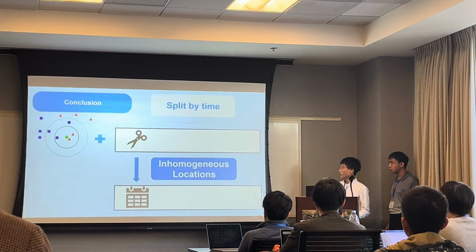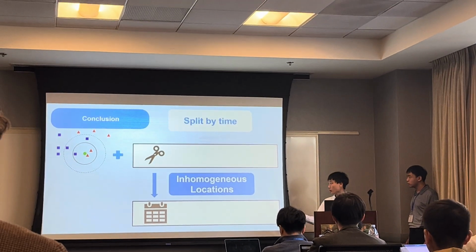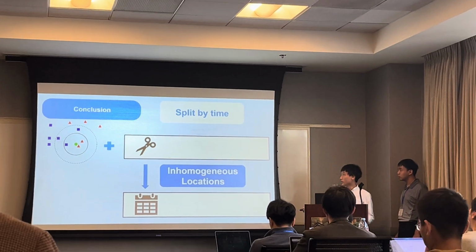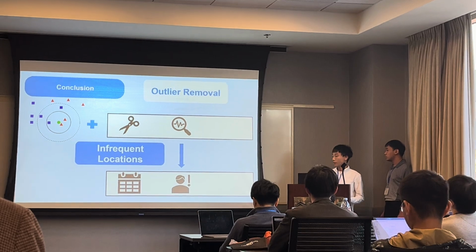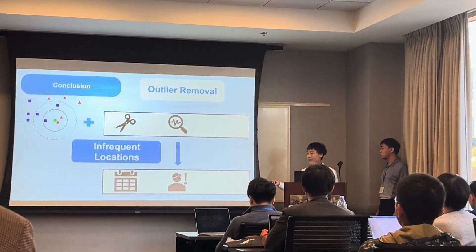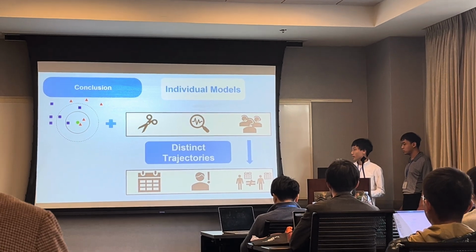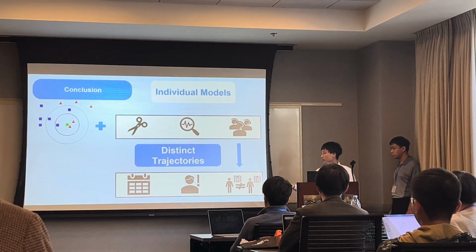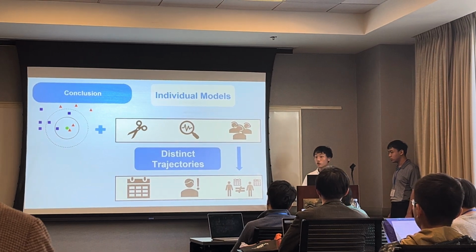About our conclusion. To address the first data characteristic problem, which is inhomogeneous location, we split the data by time. To address the second problem, infrequent locations, we add an outlier remover. And to deal with the third problem, the distinct trajectory problem, we implement an individual model for each person.